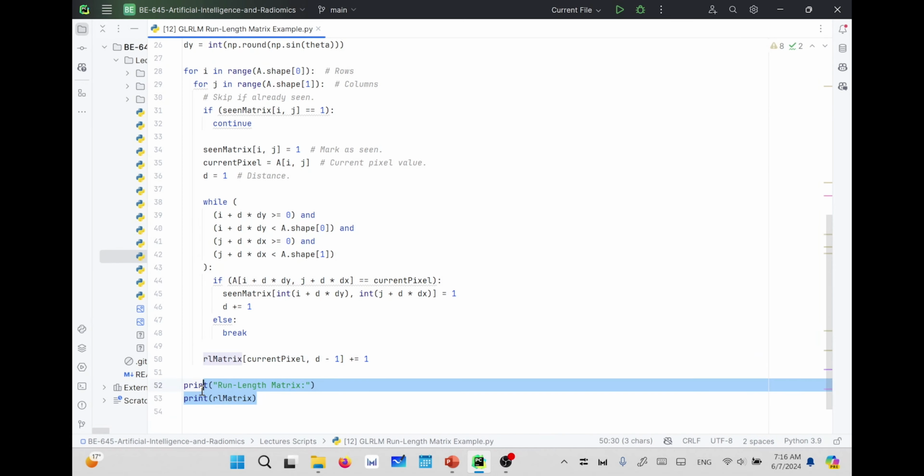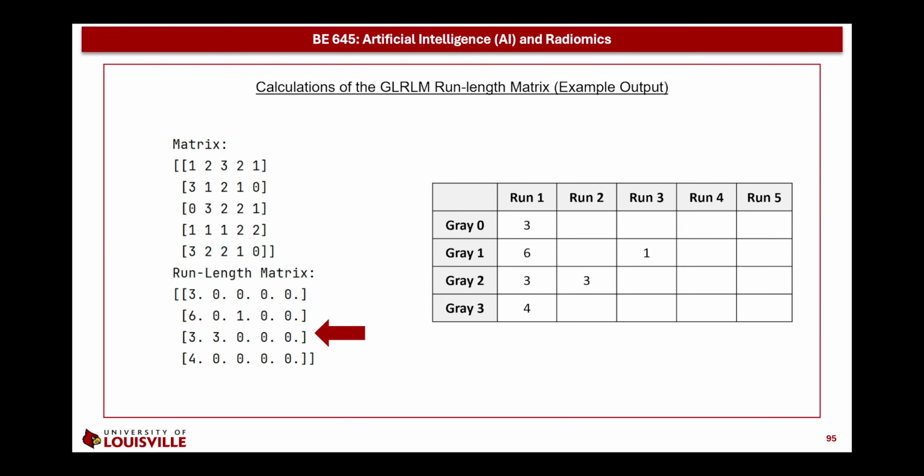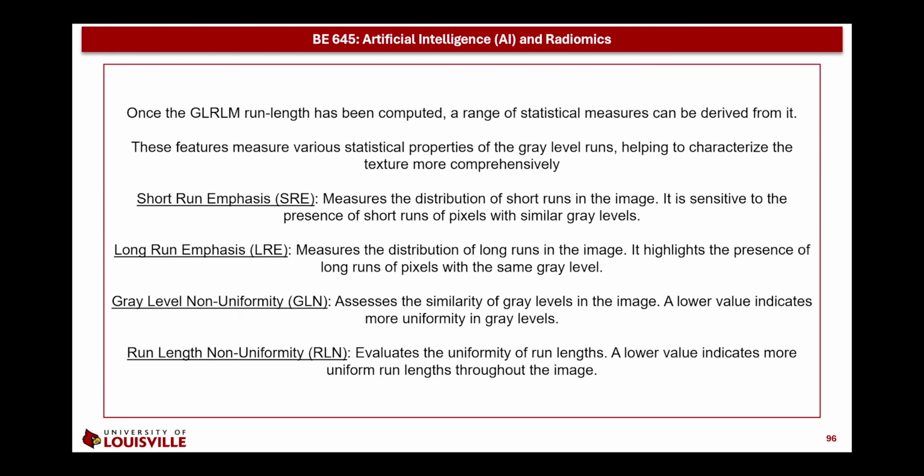After that, you are printing the run length matrix. If you execute the code, it will print the original matrix and the run length matrix. And to validate that your code is running correctly, you can calculate it manually and compare it with the code. So in our case, we are getting the same results. After getting the run length matrix, we can get a set of statistical measures from that matrix, which are related to the GLRLM. These features measure various statistical properties of the gray level runs, and this will help to characterize the texture more comprehensively.